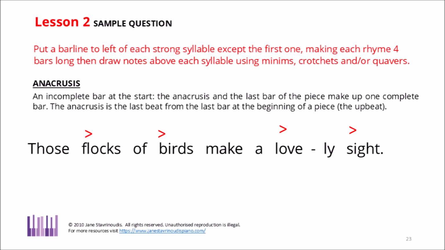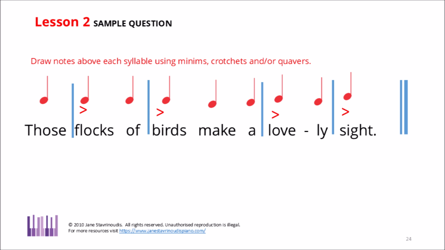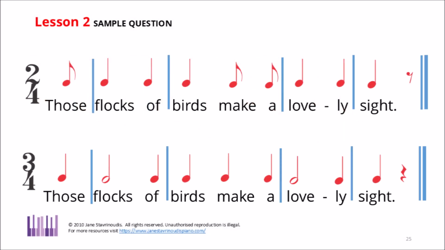Using minims, crotchets and or quavers, add a note to each syllable. Start with either a crotchet or quaver, a quarter note or an eighth note. You can always change later, but using simple notes makes it easier to work out the time signature that will work best. Most of this example looks like it could be in 2/4 time, but it could just as easily be in 3/4 time because of bar 3. Either of these answers is accurate, and notice how the final bar is completed with a rest, as well as taking into account the anacrusis at the beginning.